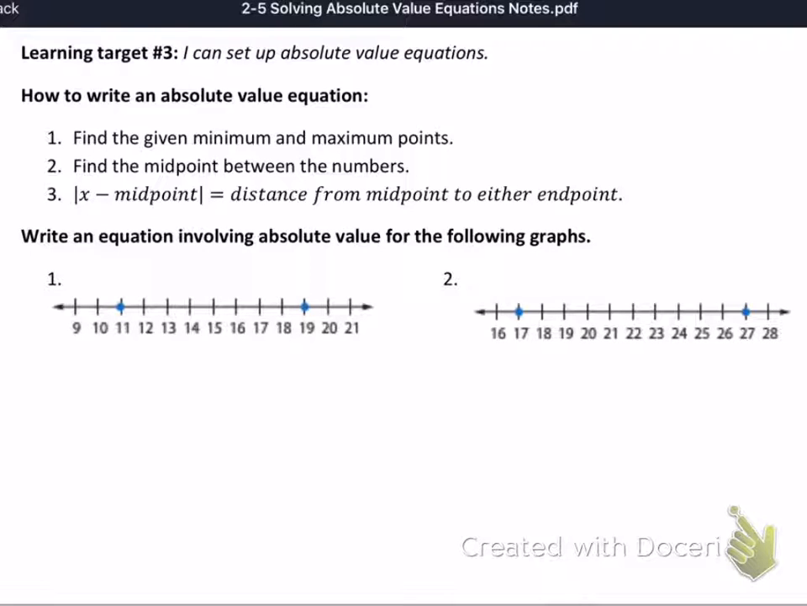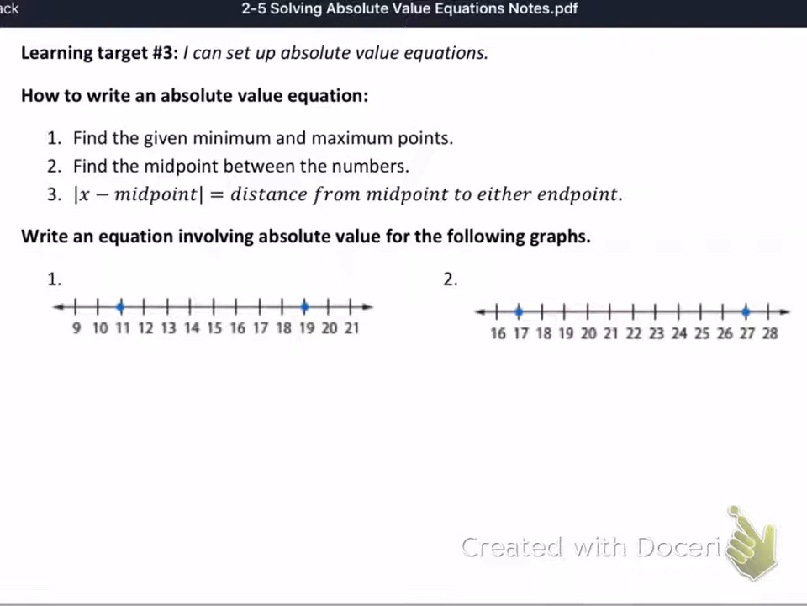So you should have watched part one of the video. If you have not, please make sure you watch that first and then come back to this video. So we are on learning target number 3. I can set up absolute value equations. Now this is from word problems, okay?